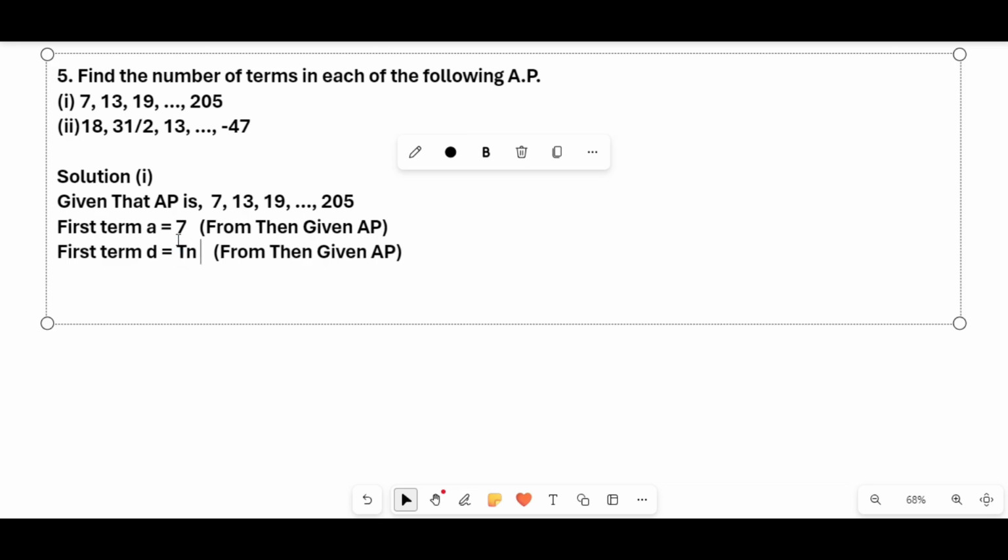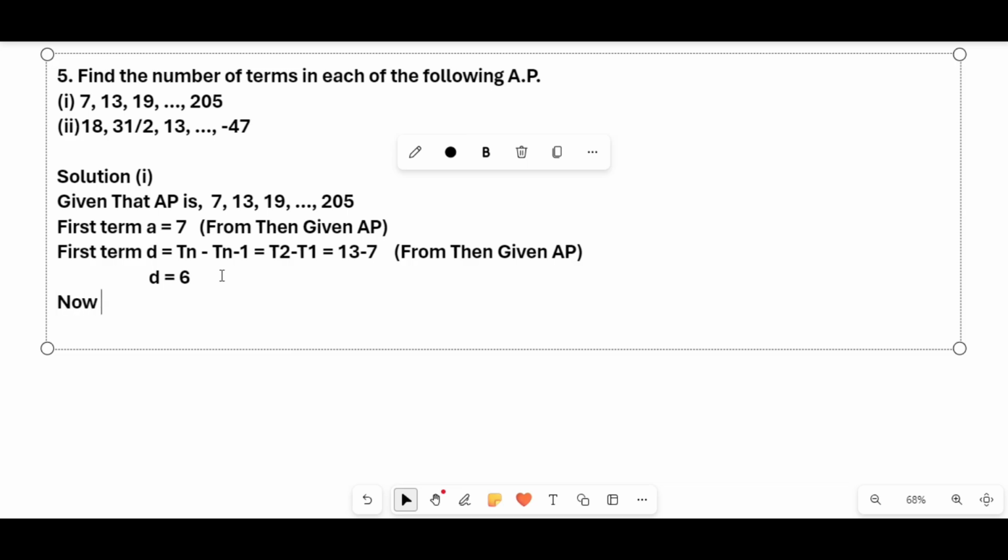Common difference D is equal to, we know Tn minus T(n-1) is equal to T2 minus T1. So T2 is equal to 13, 13 minus 7. So D is equal to 6. Okay, D is equal to 6.